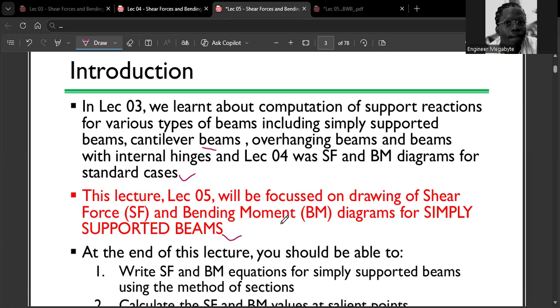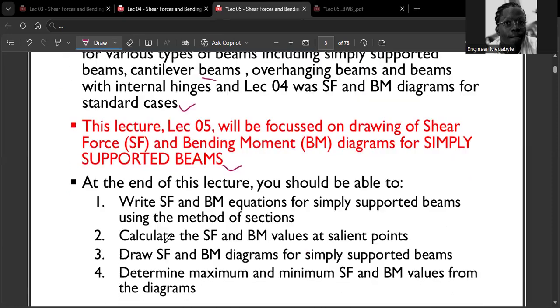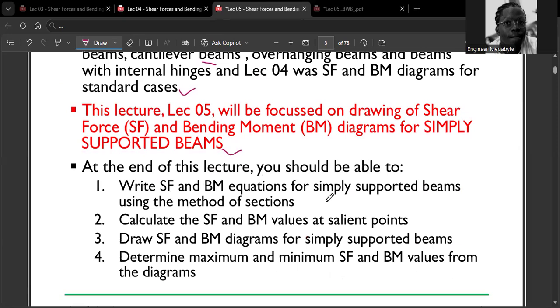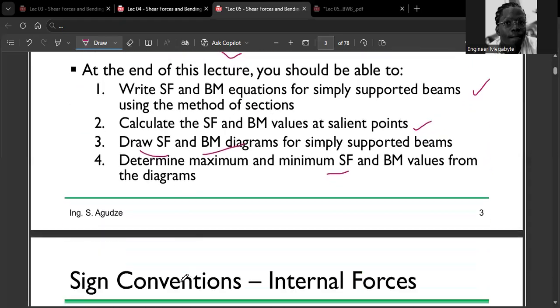Very good. At the end of this lecture, you should be able to write the shear force and bending moment equations for simply supported beams using the method of sections. Also, you should be able to calculate shear force and bending moment values at salient points. You should also be able to draw the shear force and bending moment diagram for simply supported beams, and determine the maximum and minimum shear force values from the diagram. As simple as ABC.